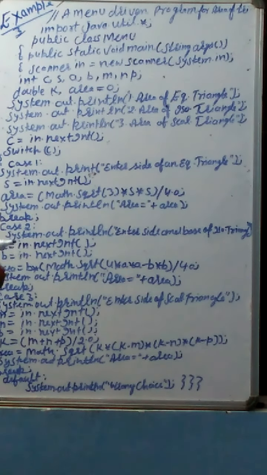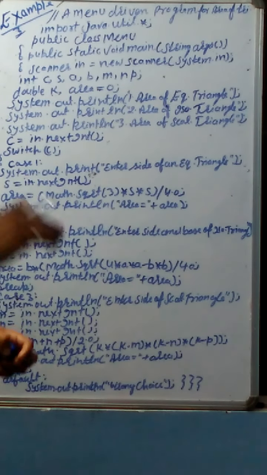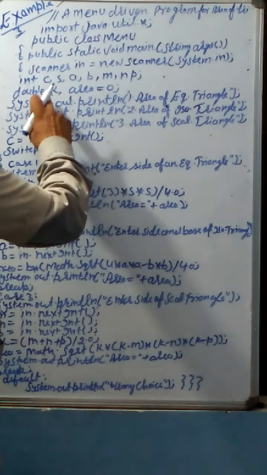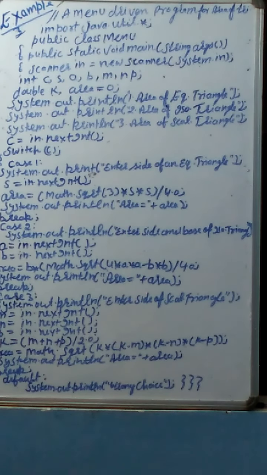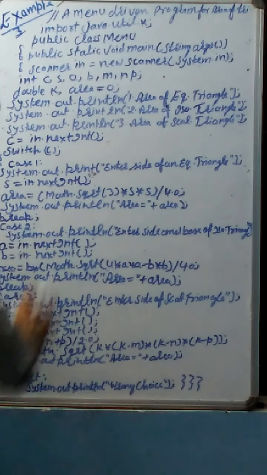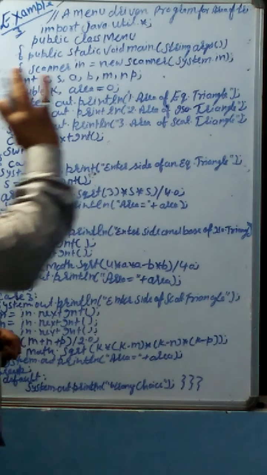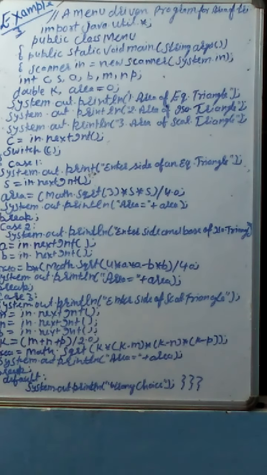Now the double data type. Area will be in the double data type, because there will be a decimal point, with more than 2 digits after the decimal. And why use k here? I will tell you later why we use k, so you can understand well. Now area is equal to 0, the initial area is 0, because we don't know what will be the area of the equilateral triangle, the isosceles triangle, or the scalene triangle.